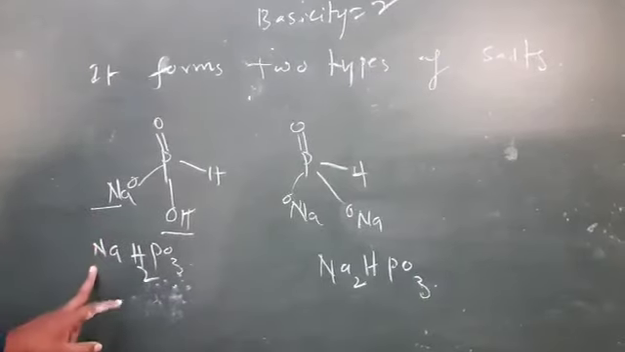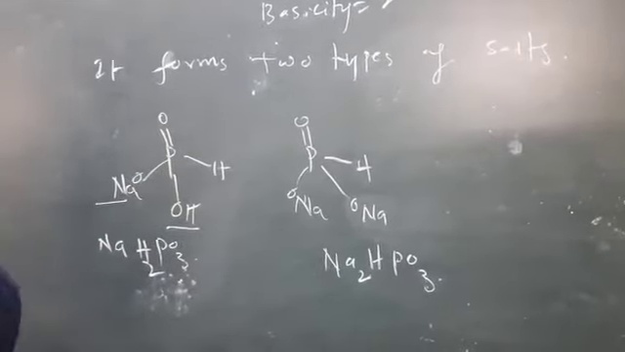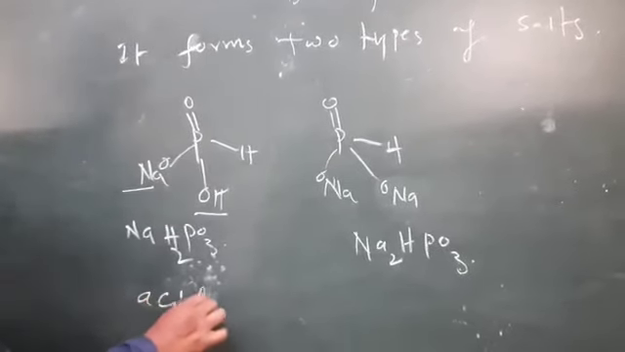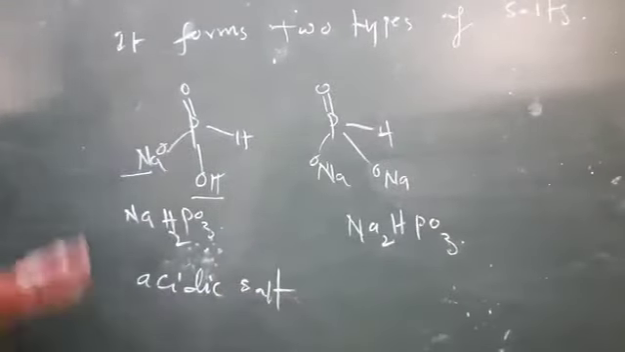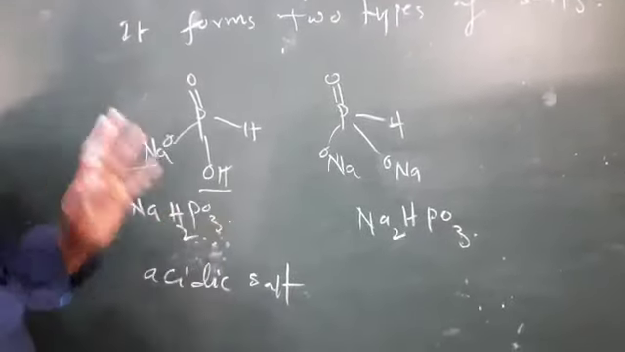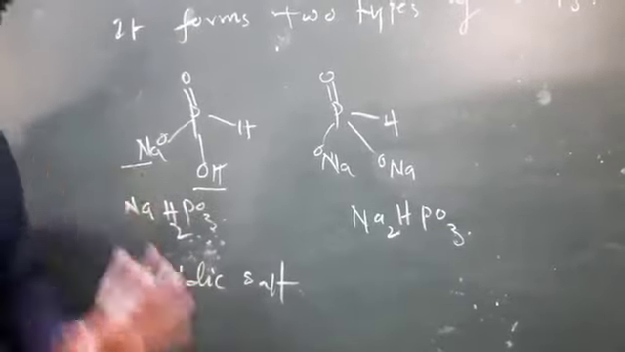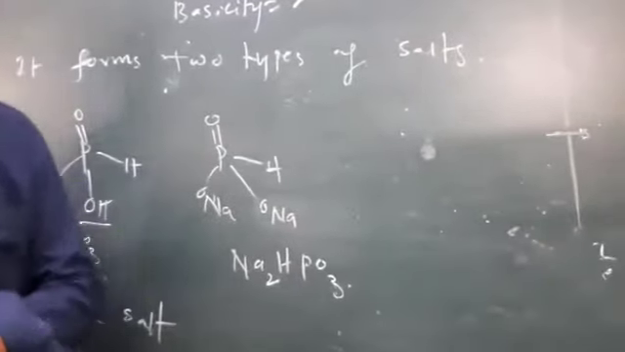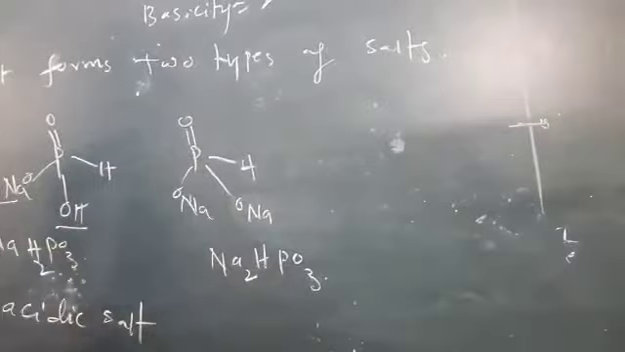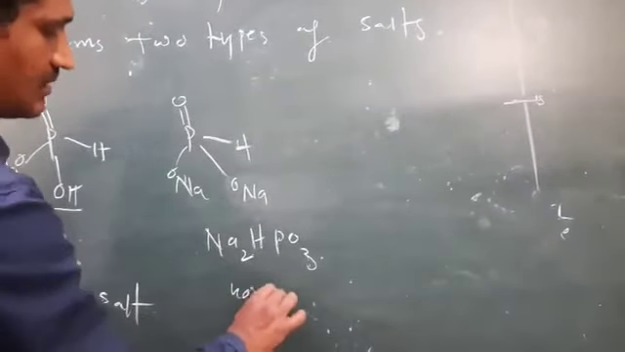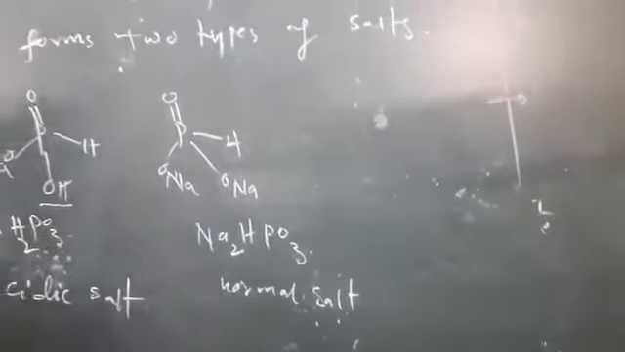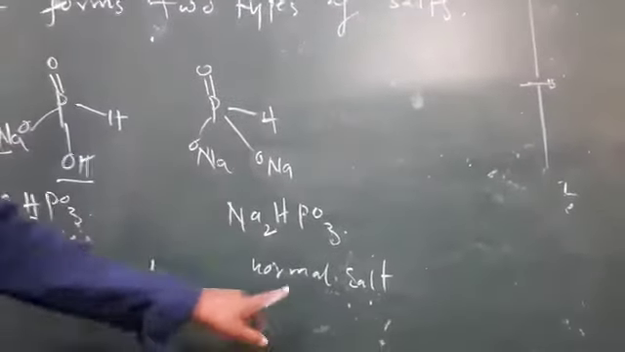Here one metal, one OH is present. If along with metal, OH groups are present, they are called acidic salts. Along with metal, if OH group is also present in its structure, that is called acidic salt. And if there is no OH group, only metal is present, that is normal salt. So orthophosphorus acid has one acidic salt, one normal salt. Total two types of salts can be formed.